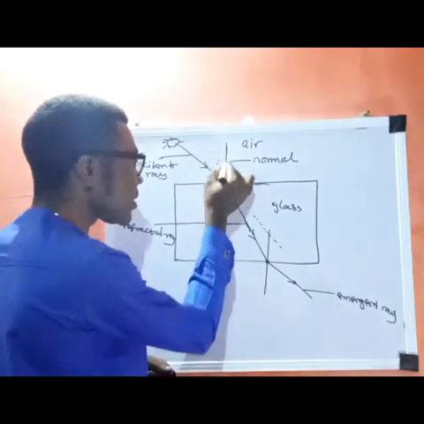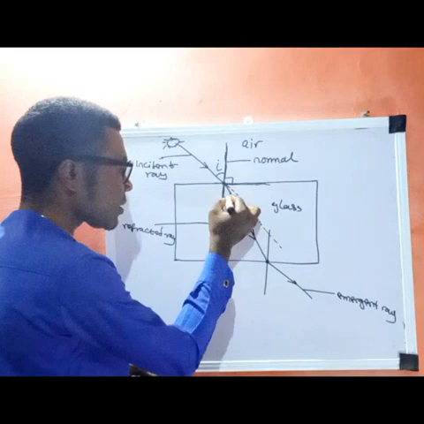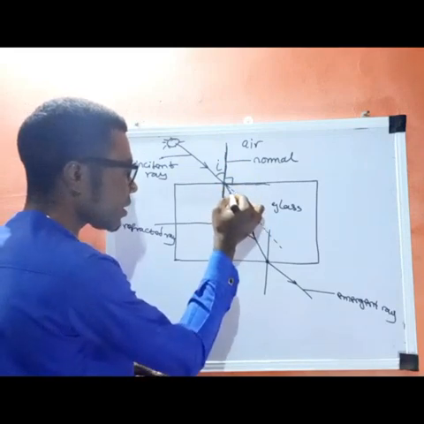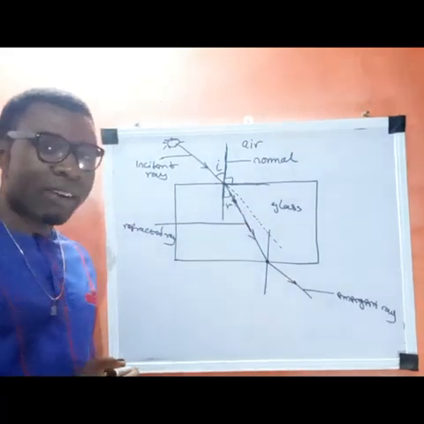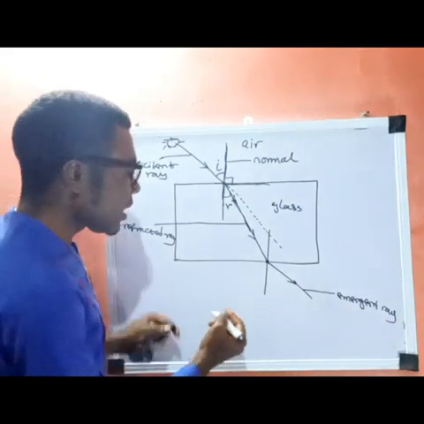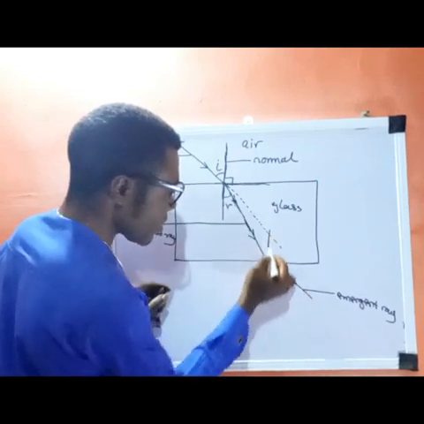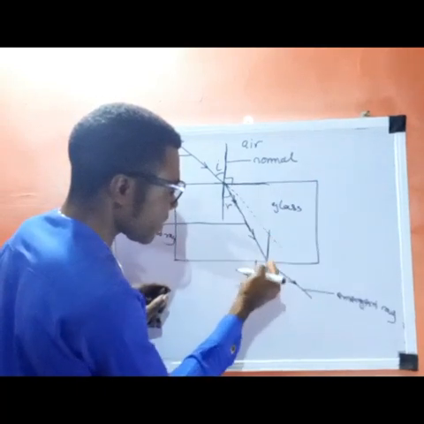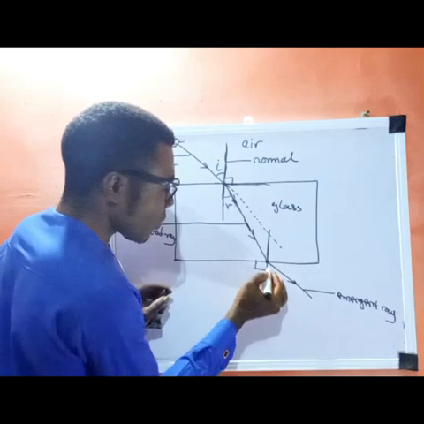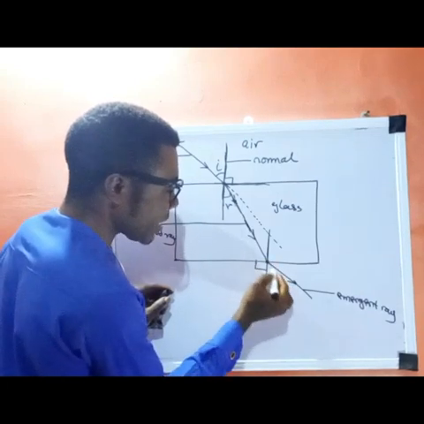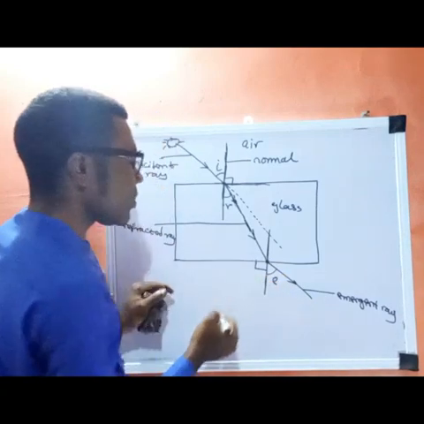Then the angle between the same normal and the refracted ray is what you call the angle of refraction. Then the angle between the normal and the emergent ray, this is also a normal because it forms 90 degrees with the boundary between the glass and the air. So the angle between the normal and the emergent ray is what we call the angle of emergence, represented with E.